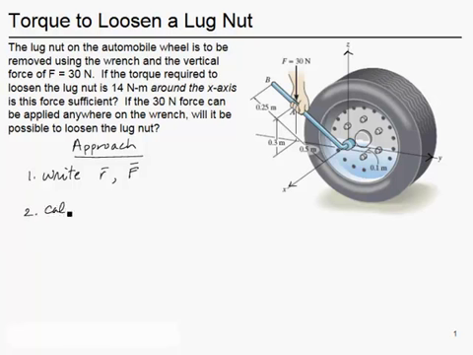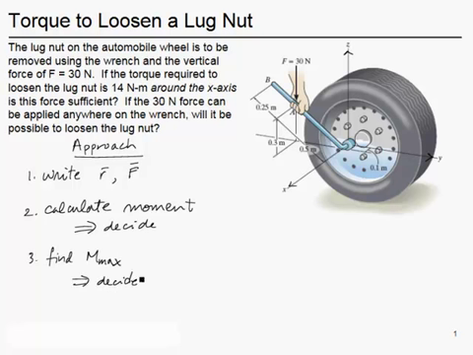Second thing we're going to do is calculate the moment, and that's going to enable us to make a decision. And the question there is, with the force applied as shown, can we loosen the lug nut? The third part of the problem is that we're going to find M max, the maximum moment that we can generate. And then we're going to make another decision: is that maximum value of the moment enough to loosen the lug nut? Now what we know is that it takes 14 newton meters around the x-axis to loosen the lug nut, and so that's the magic number that we're looking for throughout the analysis.